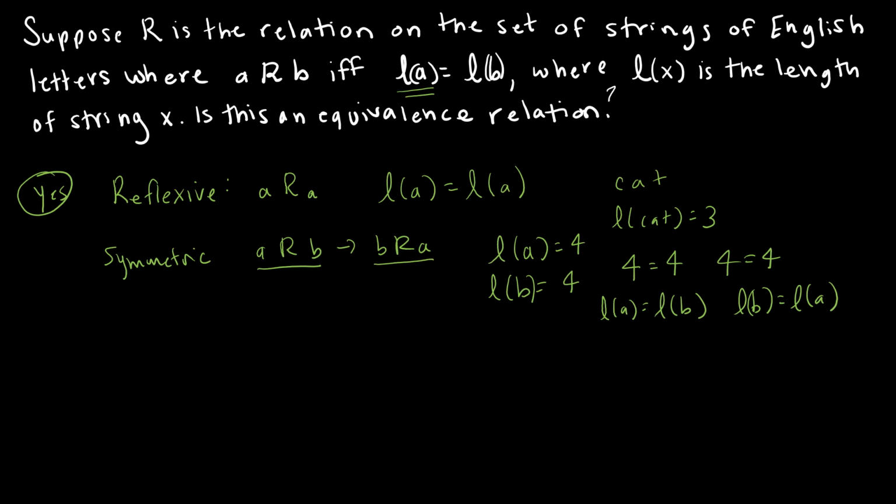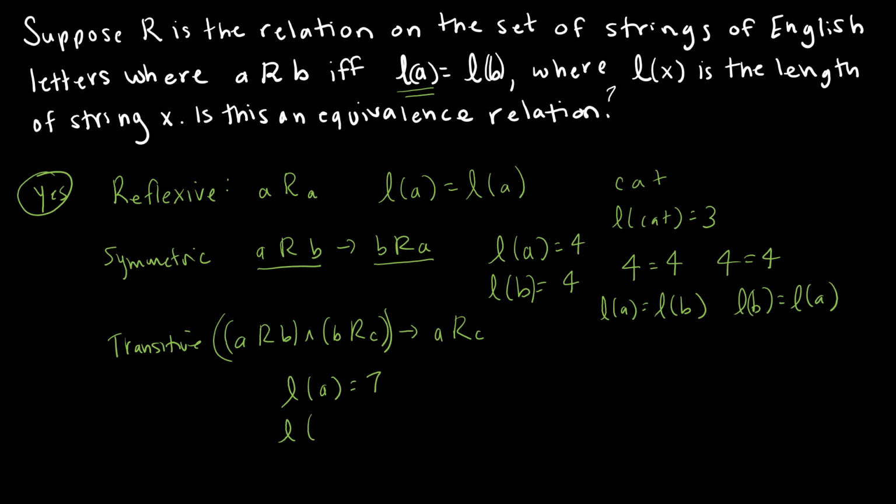Now let's take a look at transitive. And again, transitive says if A is related to B and B is related to C, it implies then that A is related to C. And again, it's not very difficult for us to figure this out. Let's say L of A is 7 and L of B is 7 and L of C is 7.